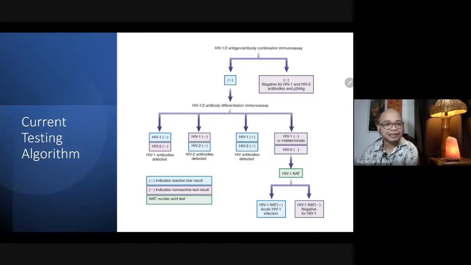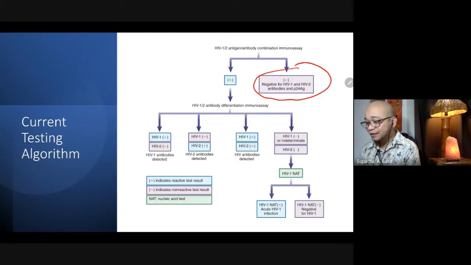But now, this is the current testing algorithm. Okay, so HIV-1 antigen-antibody combination immunoassay. If you are negative, then congratulations. You're negative for HIV-1 and HIV-2 antibodies and P24 antigen. So remember, it is not just antibody testing, it's a combination of antigen and antibody testing. If you're positive, it is now important to differentiate what kind of HIV has infected the patient.